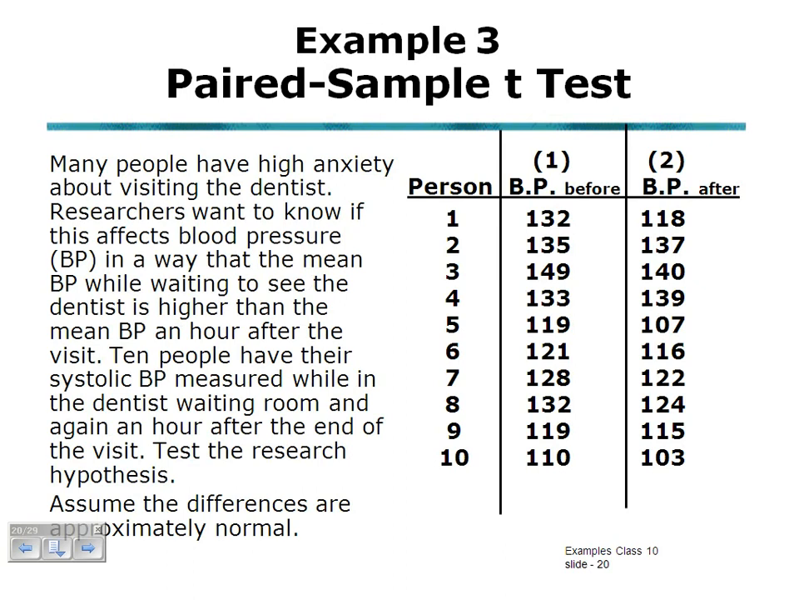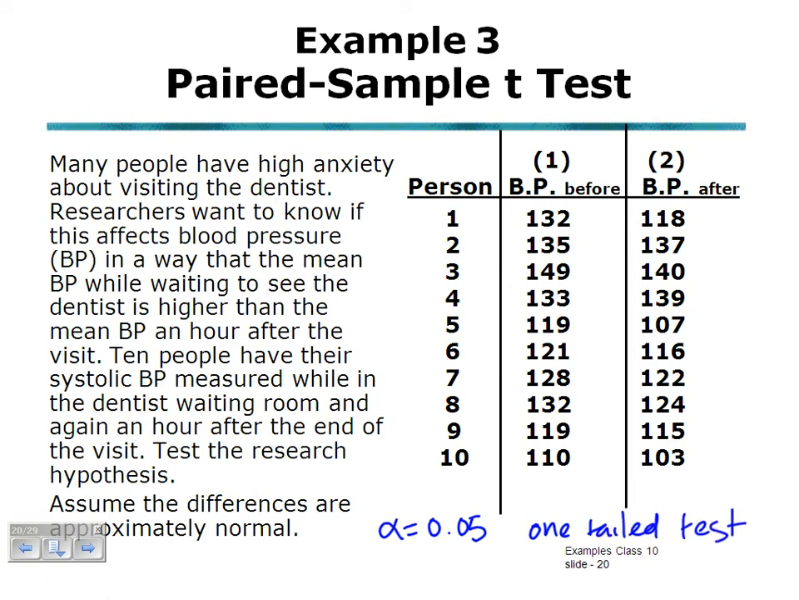So in example 3, we decided to use an alpha value of 0.05. It wasn't specified, but we would specify that 0.05. And we were testing a hypothesis which was about difference in blood pressure to see if the mean blood pressure while waiting for the dentist was higher. So we had a one-tailed test there, which put all of our alpha value at the one end of the distribution.